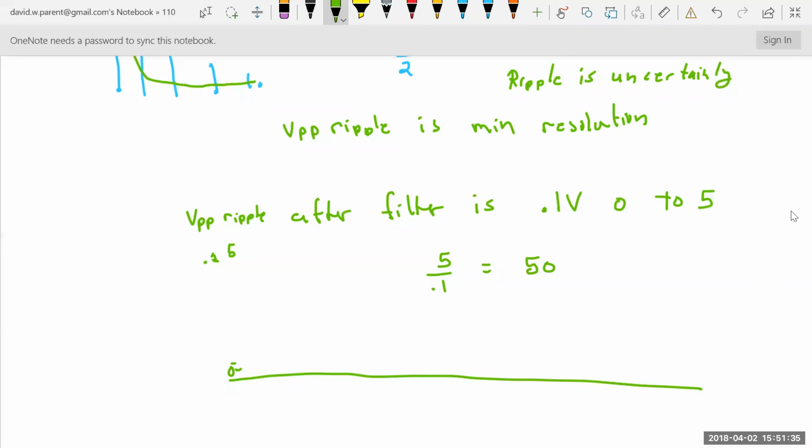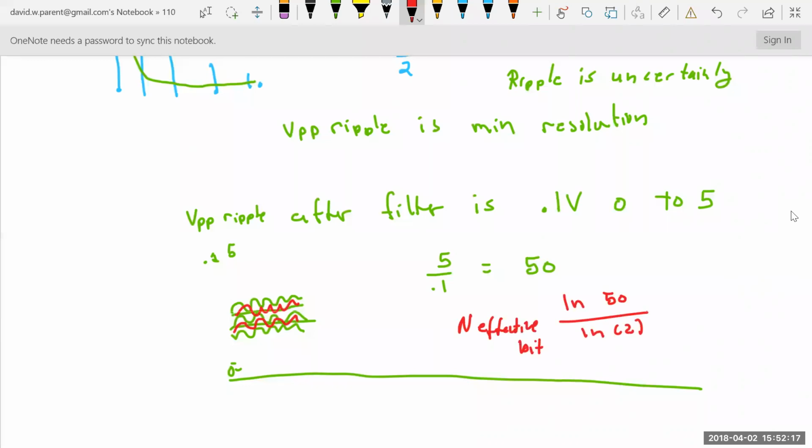If I try to make my levels smaller, and I have a ripple here, that means I have to have non-overlapping ripples. But if I try to have overlapping ripples, I just really won't know where I'm at, okay? So that ripple is your minimum resolution. And then you just do log of 50 divided by log of 2. And that gives you your effective bits. And that's how you can get fractional bits, right? Oh, because it's base 2.